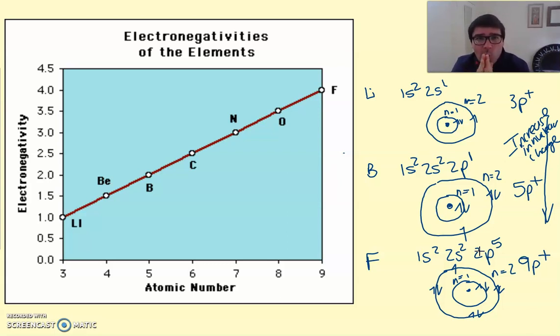Okay, so why does electronegativity increase across a period from left to right? Because there's a greater nuclear charge, which means there's a greater force of attraction on electrons, the valence electrons specifically, in the same energy level. And therefore, your electronegativity values would increase.